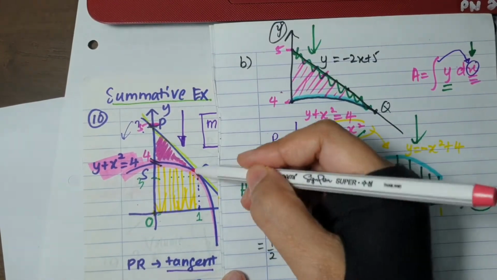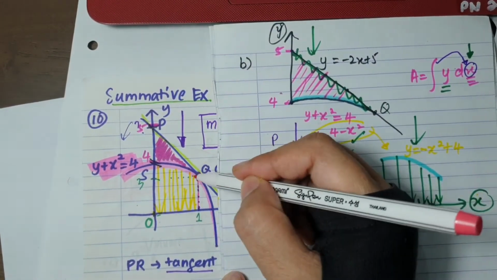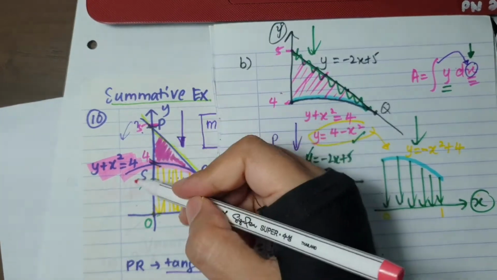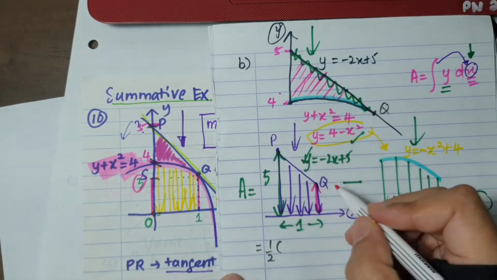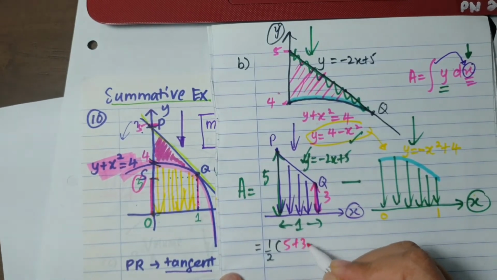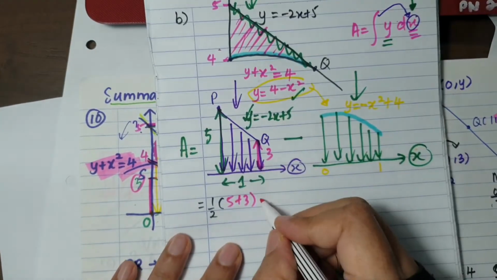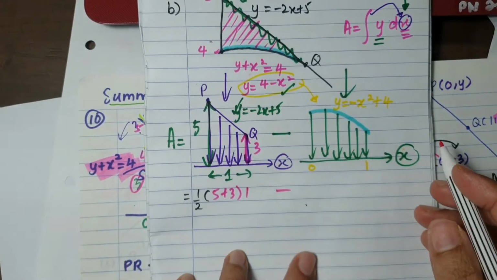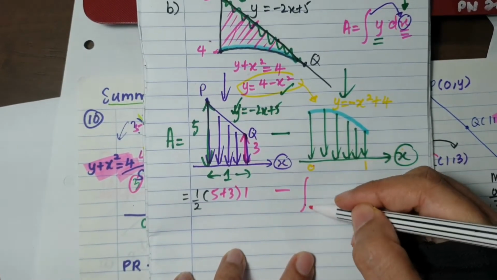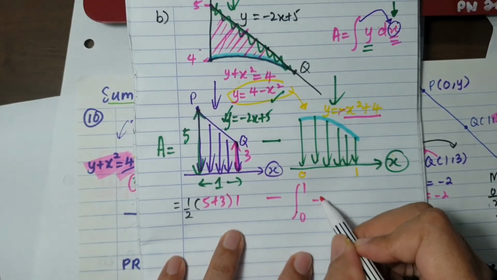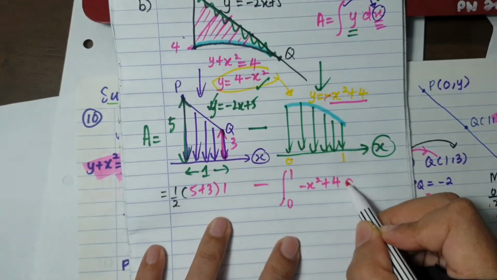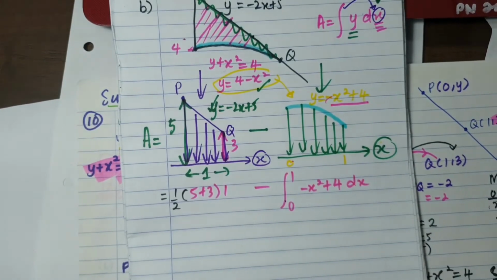Tinggi ni berapa? Sini kan? Sini adalah berapa tadi? 3. Tinggi ni 3. Sini sampai sini 3. So, 3. So, 5 plus 3 times 1. Minus dengan, okay, integration from 0 to 1. You make y as your subject. So, you take this one. Negative x squared plus 4 dx.